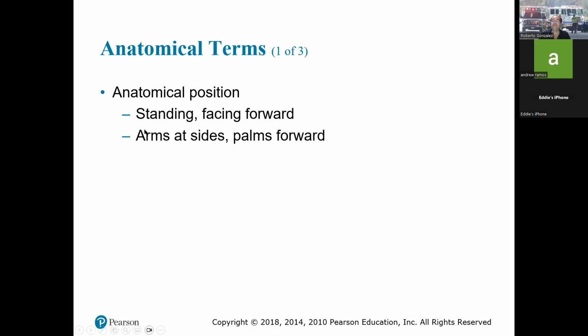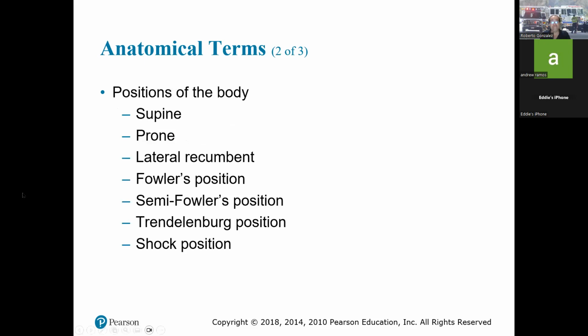Anatomical positions. Now, we went over this some time ago, and this is how you basically find the patient or position the patient, or describe what the body positions are. Standing facing forward is the anatomical position. Arms to the sides and palms forward. So basically, the palms are going to be facing forward, and you're standing straight with the arms stretched and the legs slightly apart. Okay, positions of the body, not in the body.